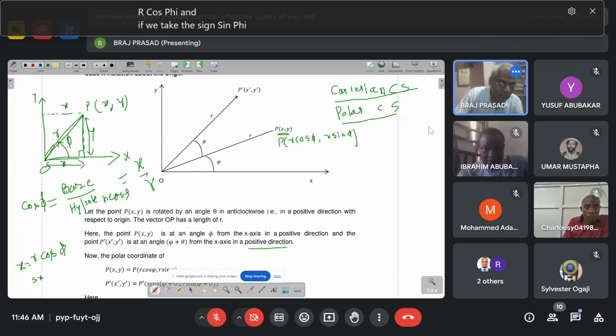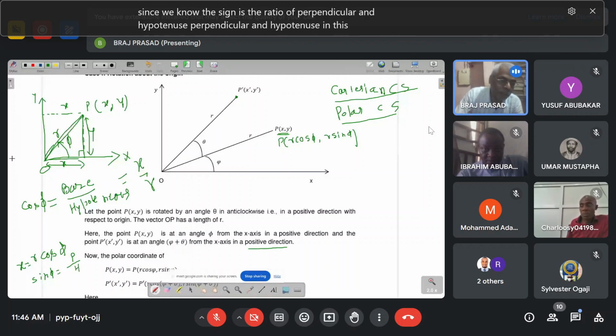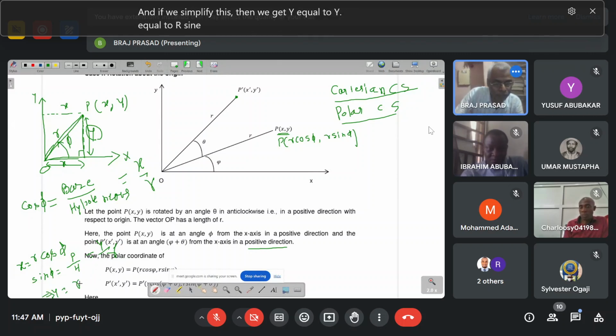Now if we take sin phi, since we know the sine is the ratio of perpendicular and hypotenuse, in this figure the perpendicular is y and the hypotenuse is r. So we can write it like this, y by r. If we simplify this, we get y equals r sin phi.